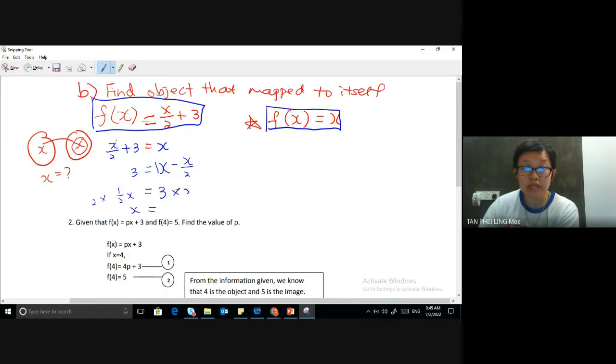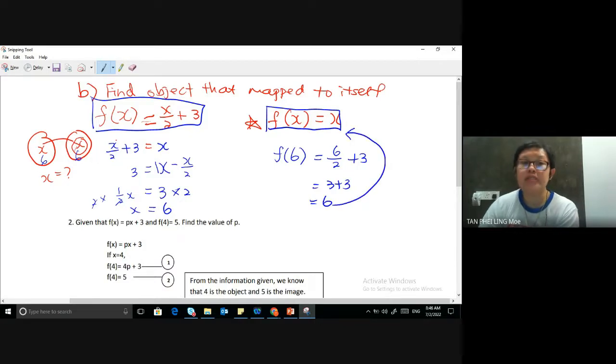Why times 2 on both sides? Because I need to get rid of my 2 here. So in the end, I will have x equals to 6. Do you get that? So which means if I put in f here, 6, I will get back 6. Okay, let's try. If I put in f(6), I get 6 over 2 plus 3. So I get 3 plus 3. I do get back 6. Doesn't that fulfill the given criteria now? Find the object that maps to itself.